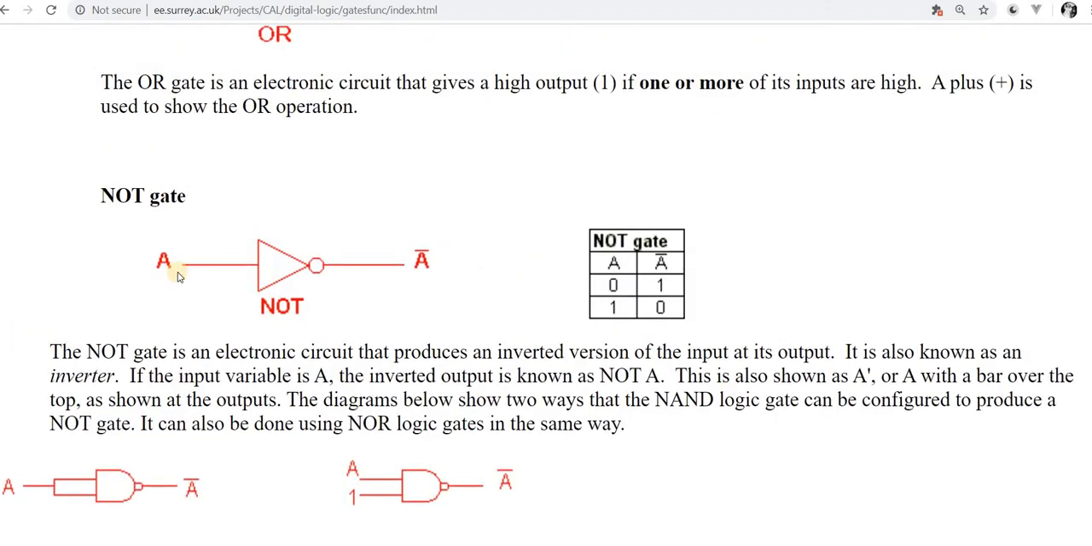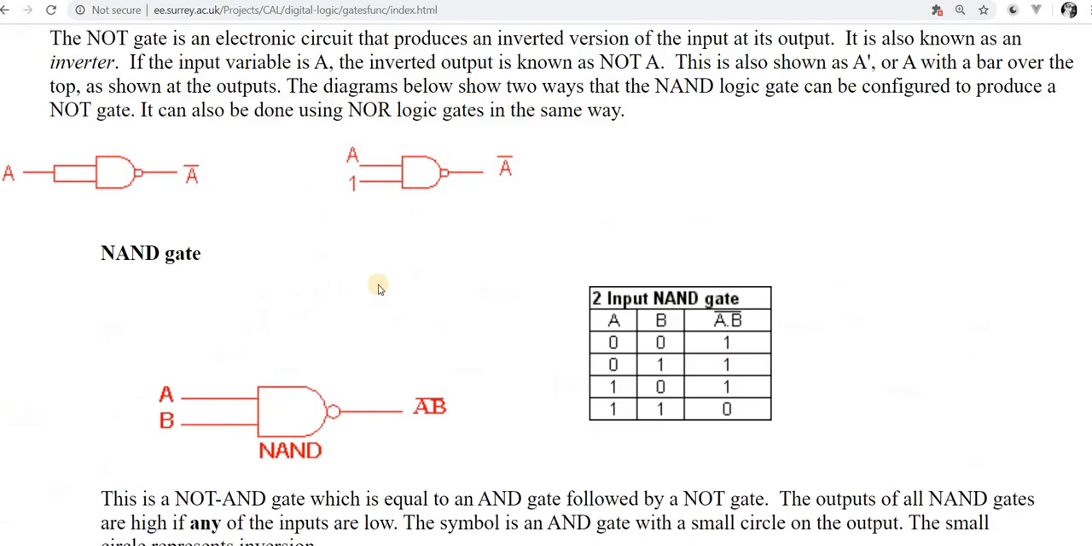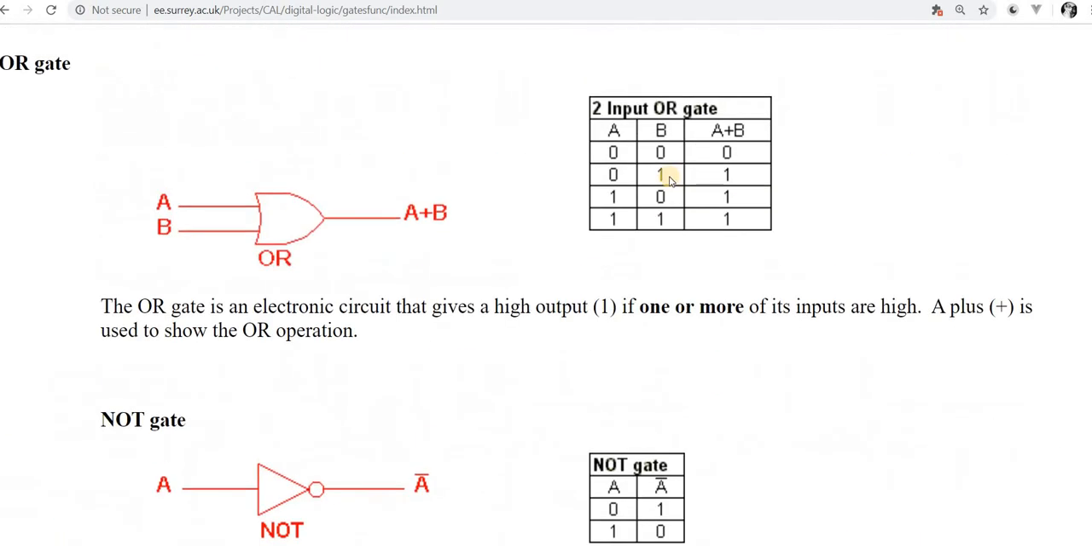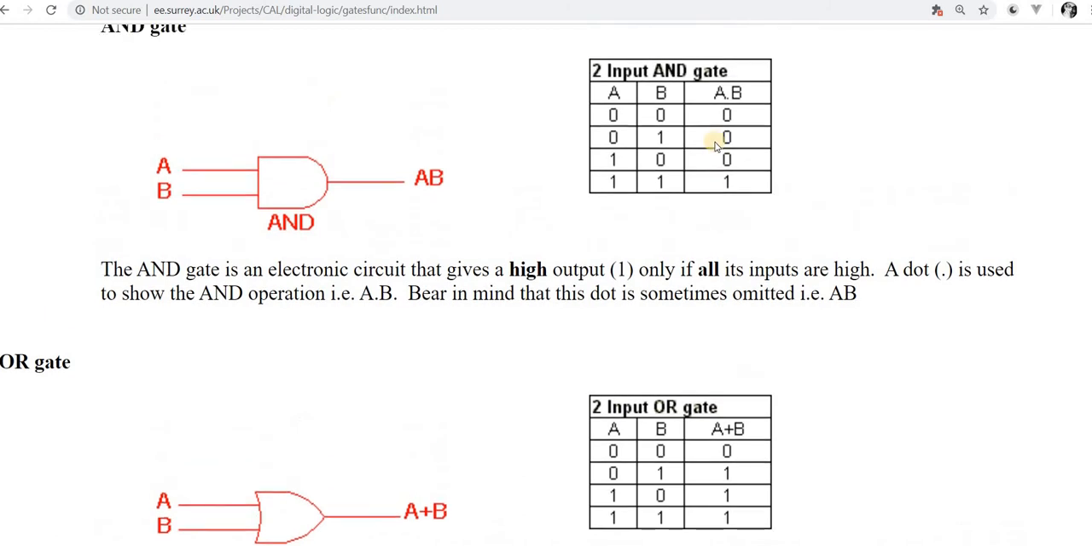And NOT gate is like this. If A is the input, then A bar is the output. This is what the diagrams of your gates look like. And there is another gate called a NAND gate. NAND gate is basically AND plus NOT, or say NOT plus AND. If we apply NOT gate to the output of an AND gate, it will all be reversed. The ones will become 0, and the zeros will become 1.